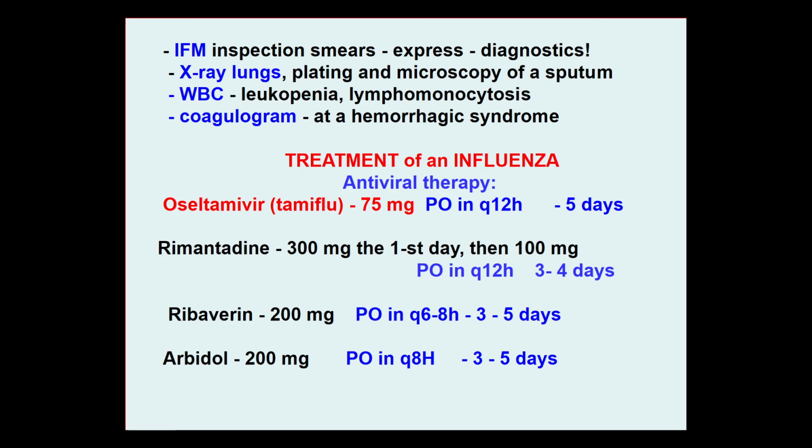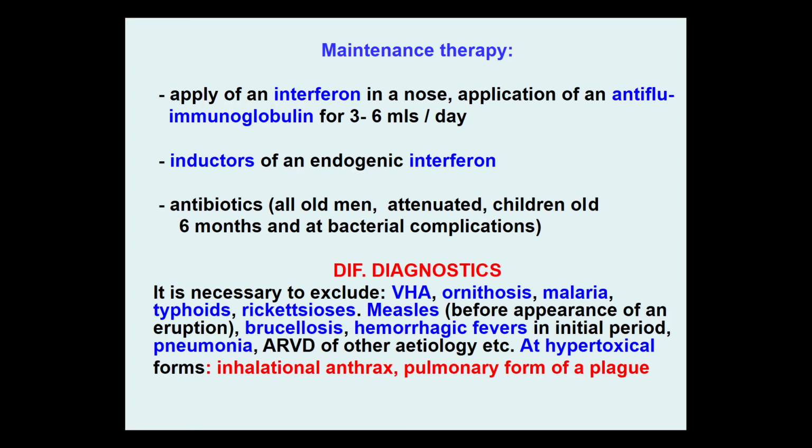Treatment of influenza: antiviral therapy. In the first place, oseltamivir 75 mg per orally every 12 hours for 5 days. Rimantadine 300 mg the first day, then 100 mg every 12 hours, 3-4 days. Ribavirin 200 mg every 6-8 hours, 3-4 days. Arbidol is used only in Russia.